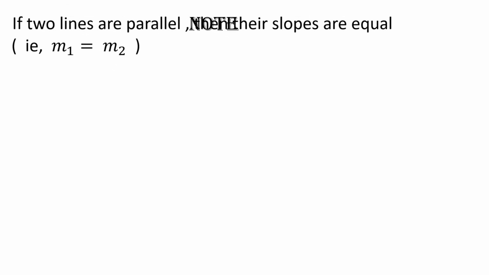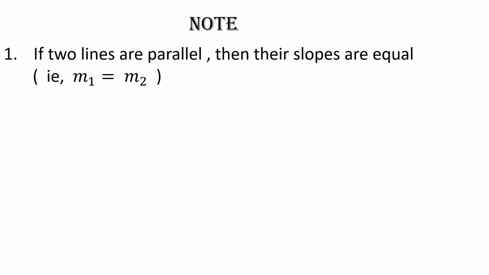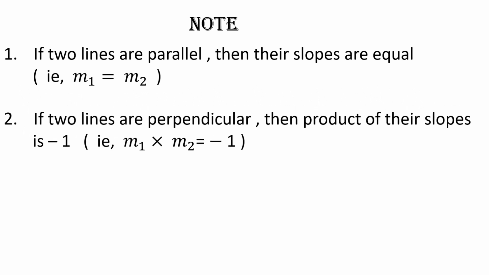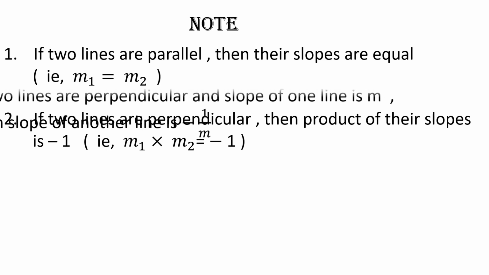Before moving on to the topic, that is tangents and normals, we are going to discuss some of the important concepts you have learned in grade 11. Whenever two lines are parallel, their slopes are equal: M1 is equal to M2. If two lines are perpendicular, then the product of their slopes is -1: M1 into M2 is equal to -1.